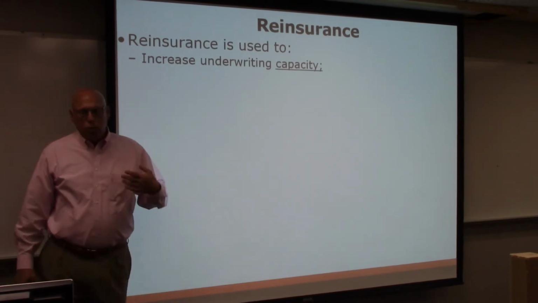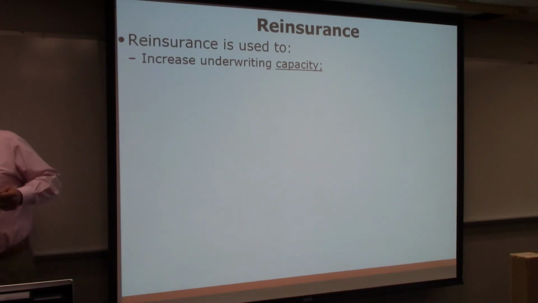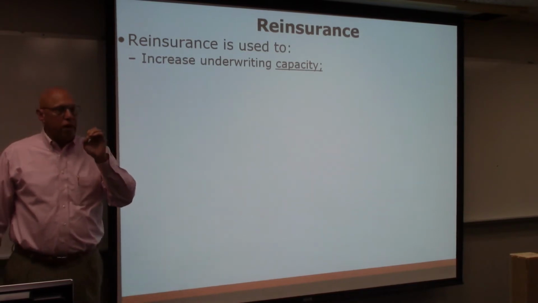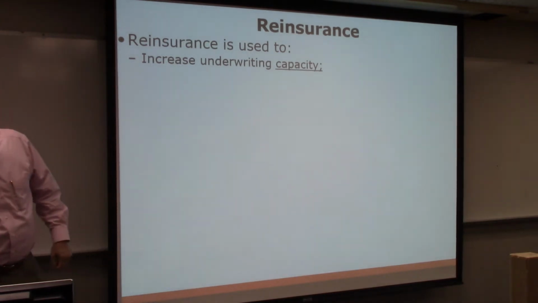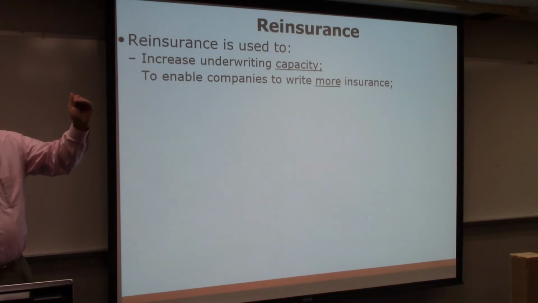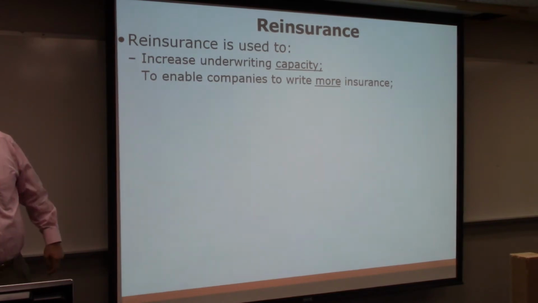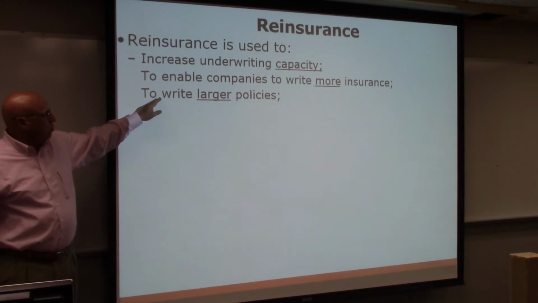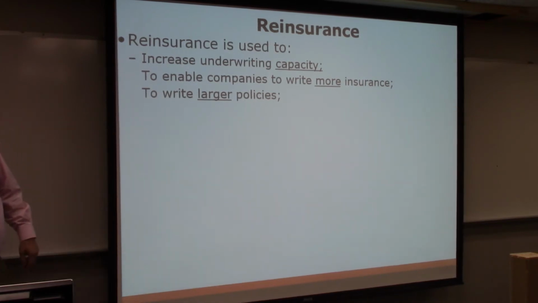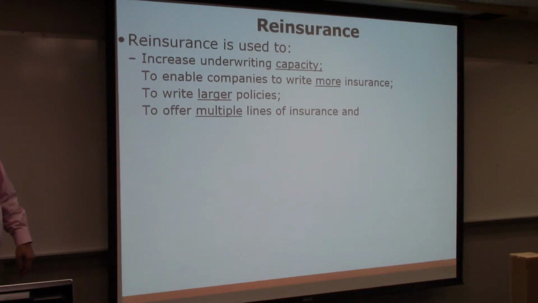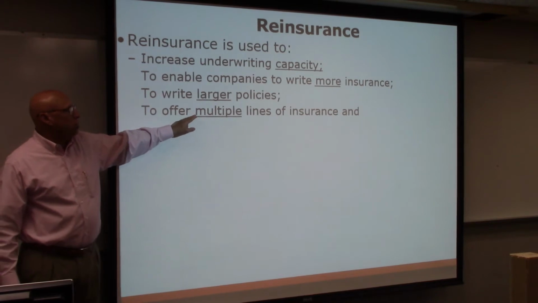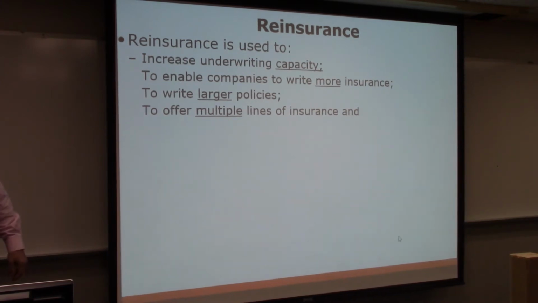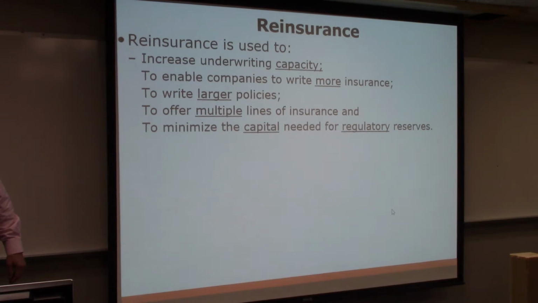So reinsurance, as I said, is used to increase underwriting capacity. That means it gives an insurance company the ability to go out and find more customers, customers that fit their guidelines. If they know that they can transfer some risk, then they can go take on more risk. So the primary insurer can write a larger policy knowing that they can transfer some of that risk. Reinsurance enables companies to get into multiple lines of insurance because they don't have to have as much capital in each area. So you can see it's given them a lot of flexibility.